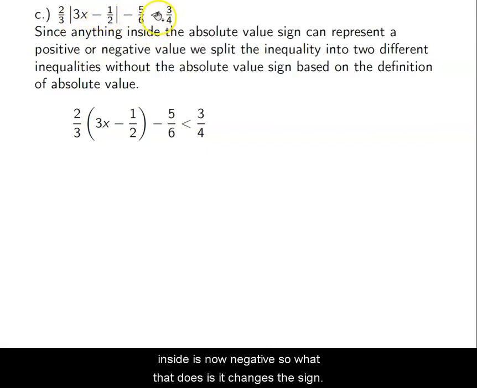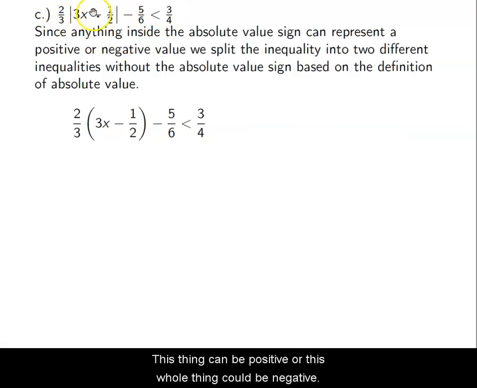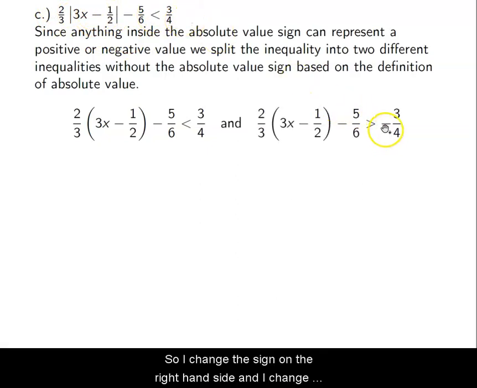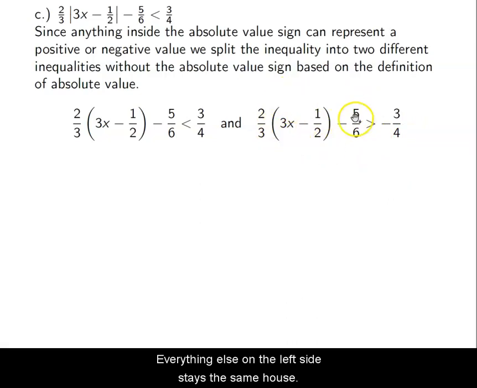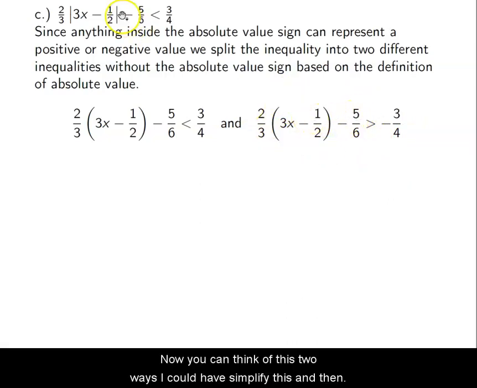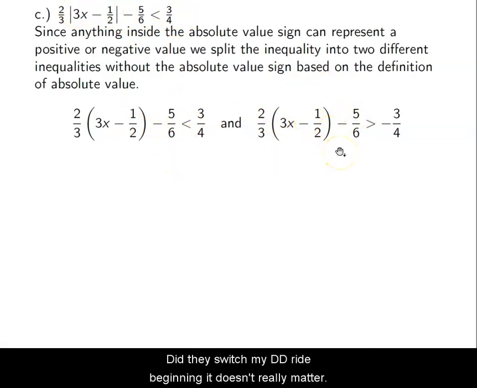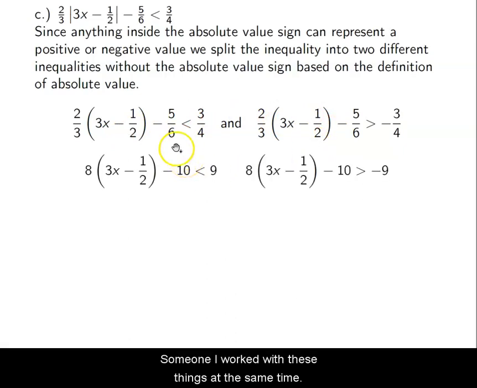So what that does is it changes the sign on my inequality, right? Because this thing can be positive or this whole thing can be negative. So I changed the sign on the right hand side and I changed the direction of my inequality. Everything else on the left side stays the same, however. Now you can think of this two ways. I could have simplified this and then did this switch, or I did it right at the beginning. It doesn't really matter. You'll get the same thing. So I'm going to work these things at the same time.